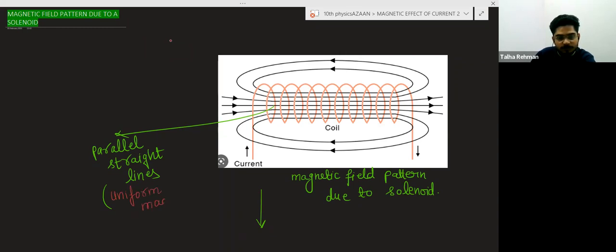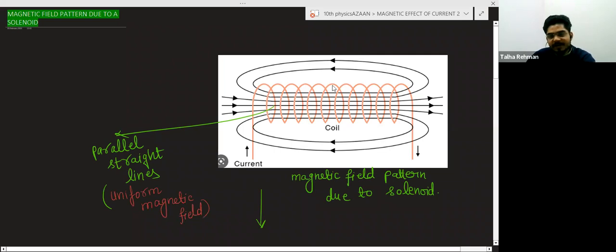Uniform magnetic field here, here, here, here, here. Everywhere the magnetic field is the same. That is the meaning of uniform. Uniform means same everywhere.